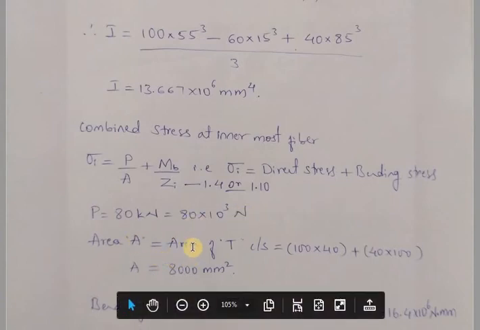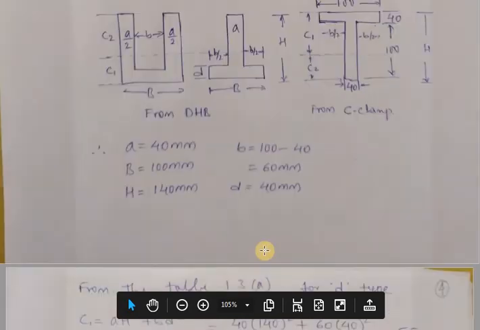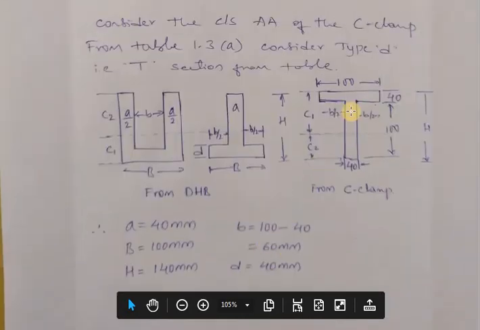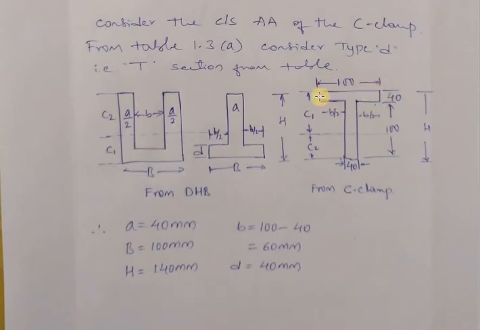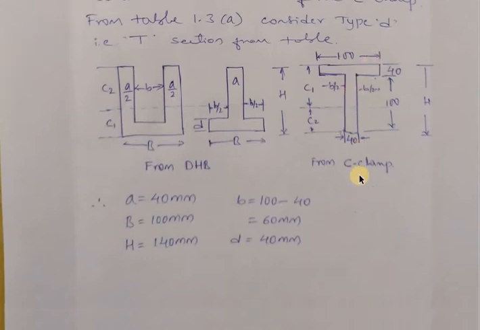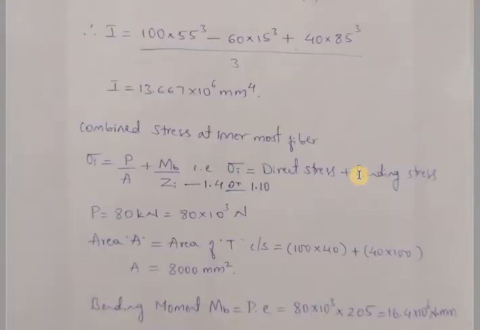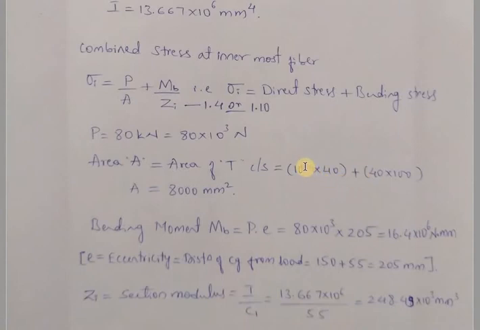Area of the cross section. Here the cross section is a T cross section. In the T cross section we can divide into two sections. One is 100 into 40, and one is again 100 into 40. The sum of these two sections will give us the total cross section area of the T section. So it is 100 into 40 plus 40 into 100, which gives us an area of 8000 mm square.